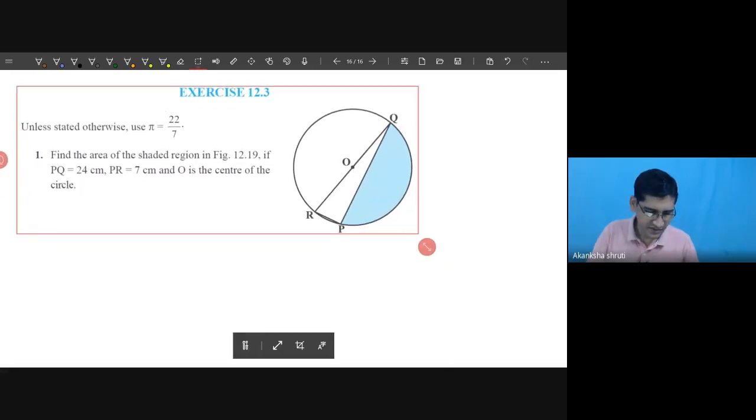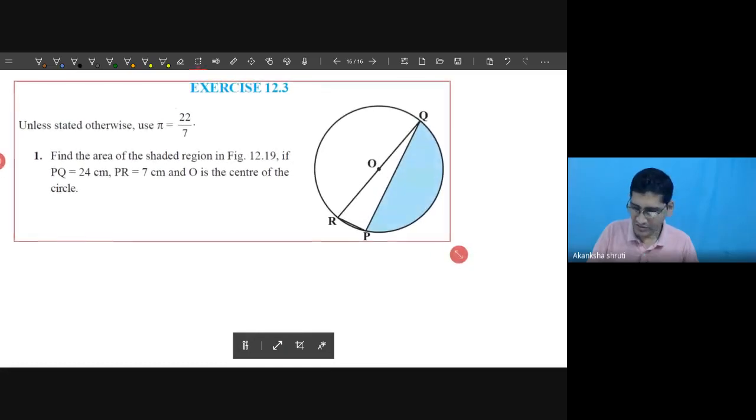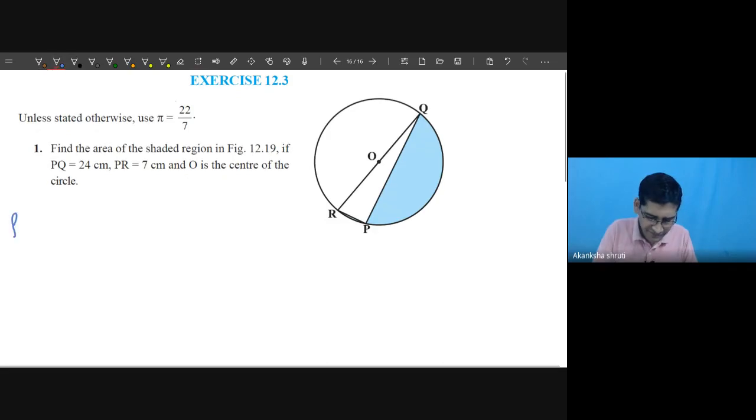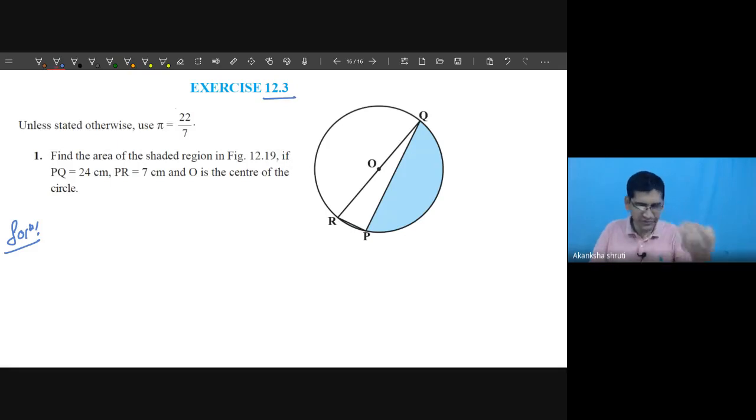In this case, a triangle is given inside a circle and also a shaded region is there that we want to calculate. In our exercise number 12.3, question number 1, find the area of shaded region. Observe the shaded region carefully first. Whether only one region is shaded or two regions are shaded, the two are there. Keep in mind, it is one is this one, another is this one. These are the two regions.